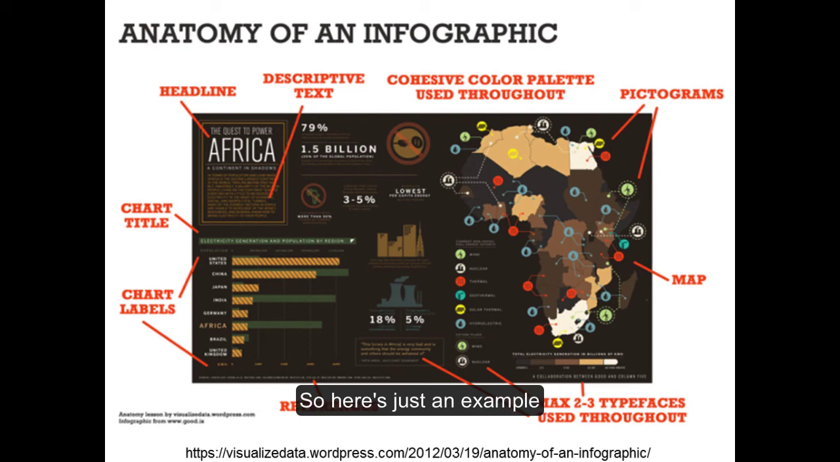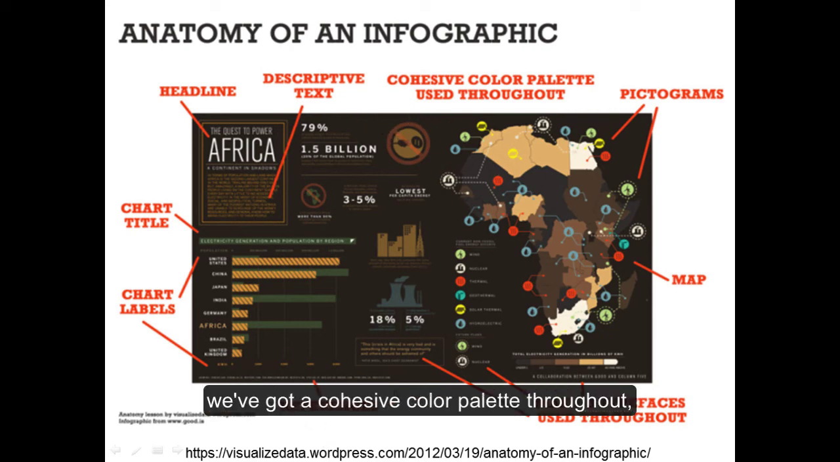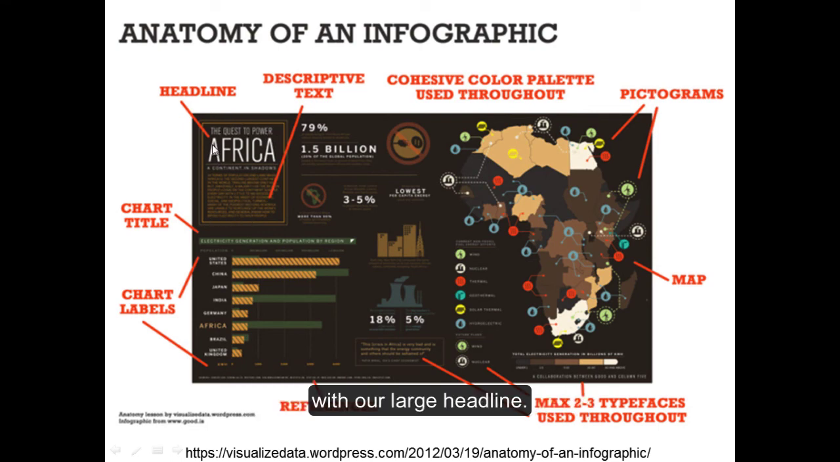So here's just an example of the anatomy of an infographic. And so you can see that we have some pictograms out here. We're going to talk about maps coming up. We've got icons. We've got a cohesive color palette throughout. We've got a little descriptive text here with our large headline. And remember the reading gravity.